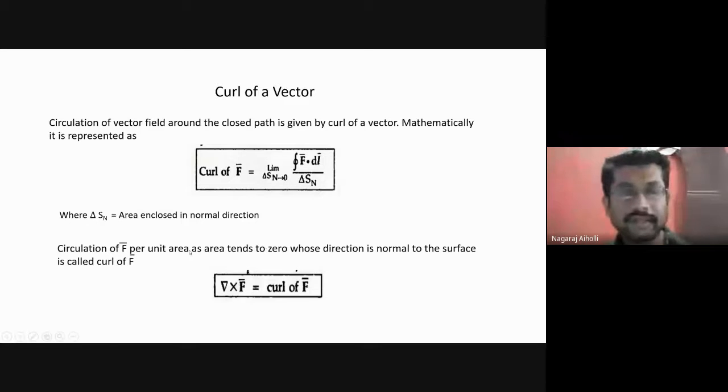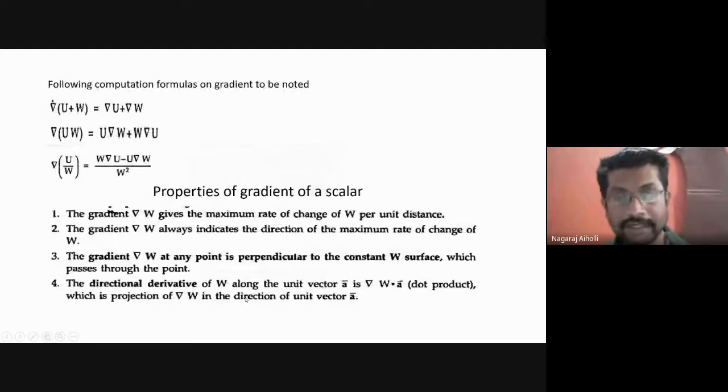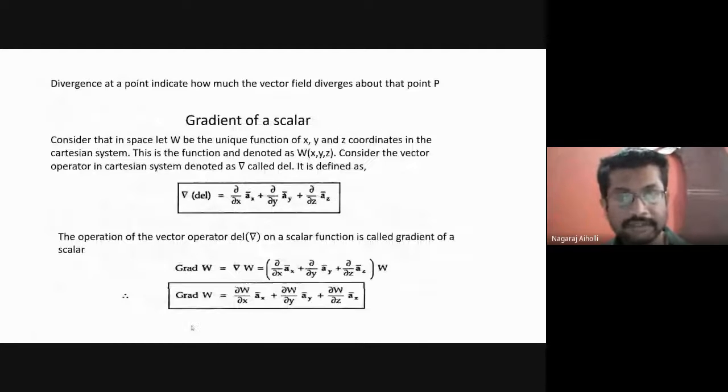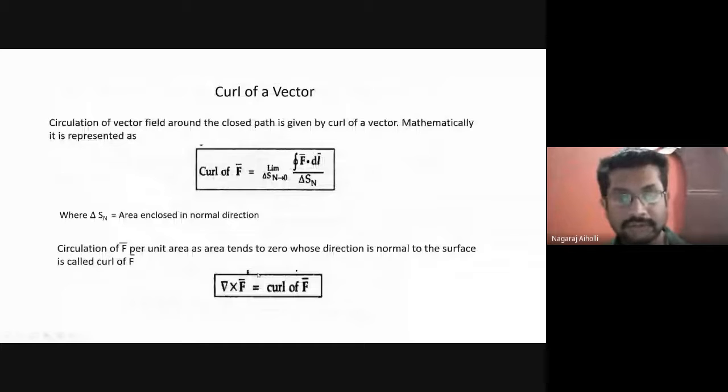That is our formula, is it not? The circulation of vector F bar per unit area, as the area enclosed in the normal direction, delta Sn, tends to 0, is nothing but our curl of F bar. Del cross F bar: curl is indicated by del cross. Remember how the gradient is indicated? Del W. Look here, this is how we indicate the gradient, del W. The curl is indicated by del cross F bar, that is, curl of F bar.